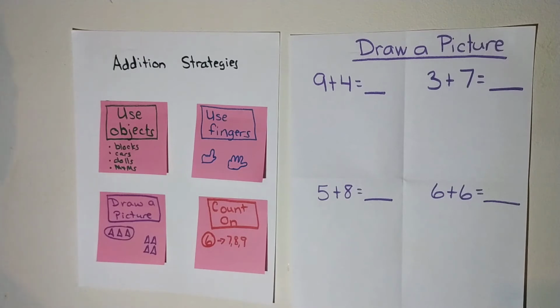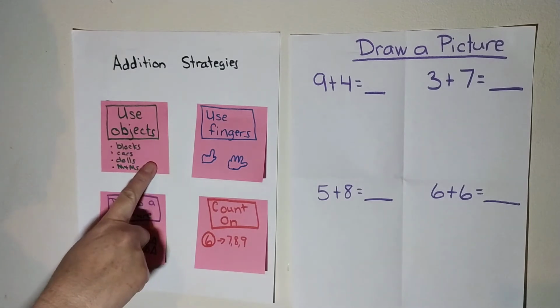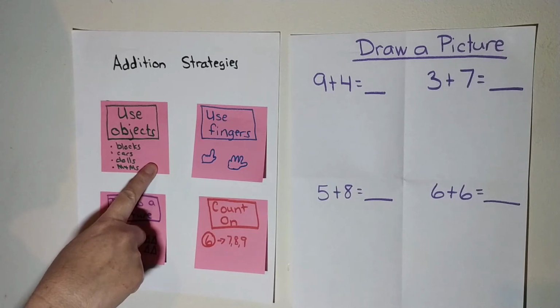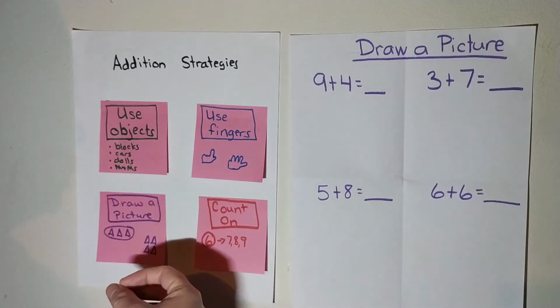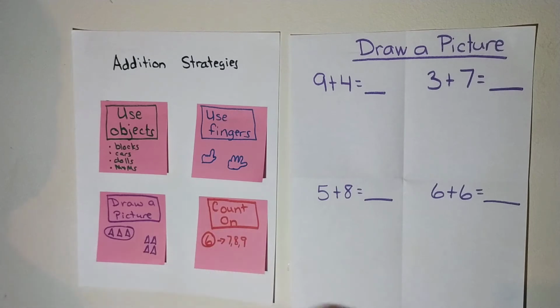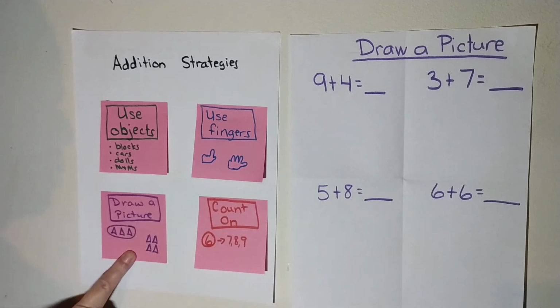I'm going to go back to the chart we had last time with the different addition strategies. Last time we talked about using objects from our house to solve a problem. You could use any kind of object. Today, instead of objects, we're going to draw a picture to solve our problem.